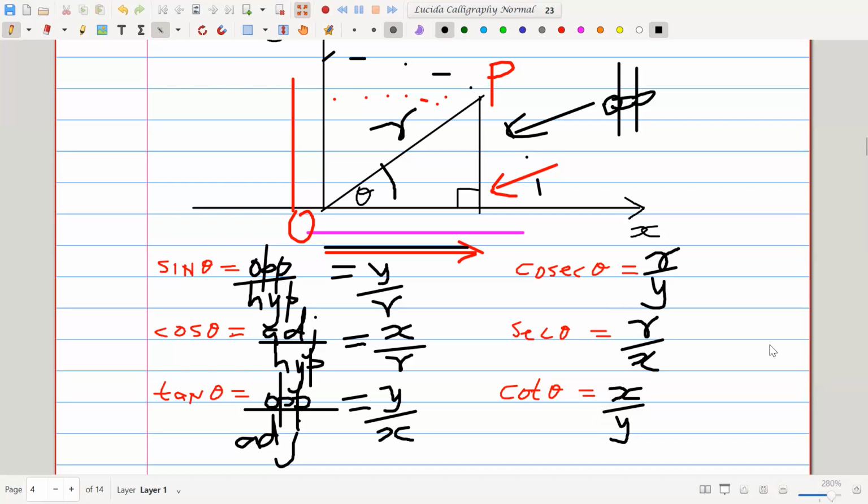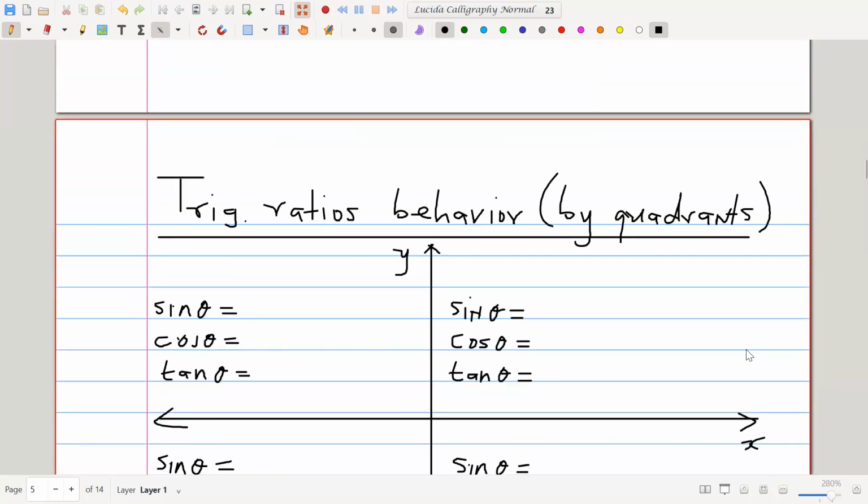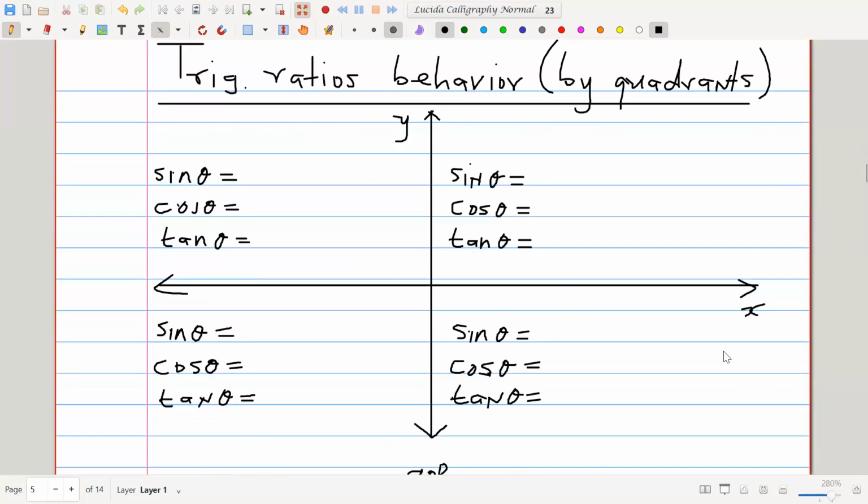But now I want to shift the focus to how they behave per quadrant. That is very crucial to understand when you're solving problems that involve trig ratios. How does sine behave in the first quadrant, second quadrant, third quadrant, and fourth quadrant? The same goes for how cosine behaves in each quadrant.